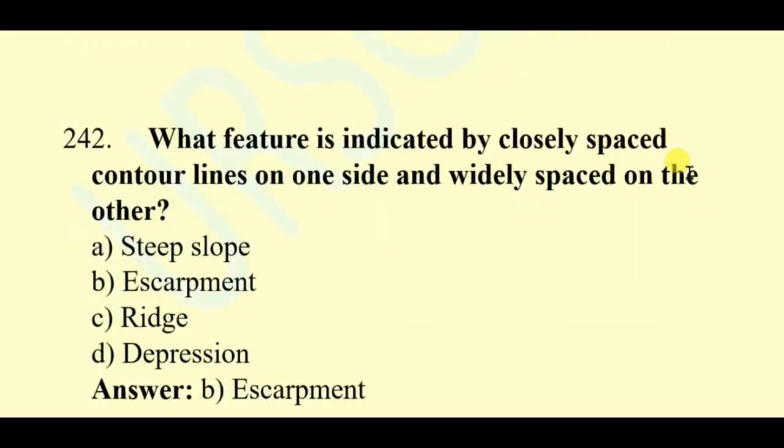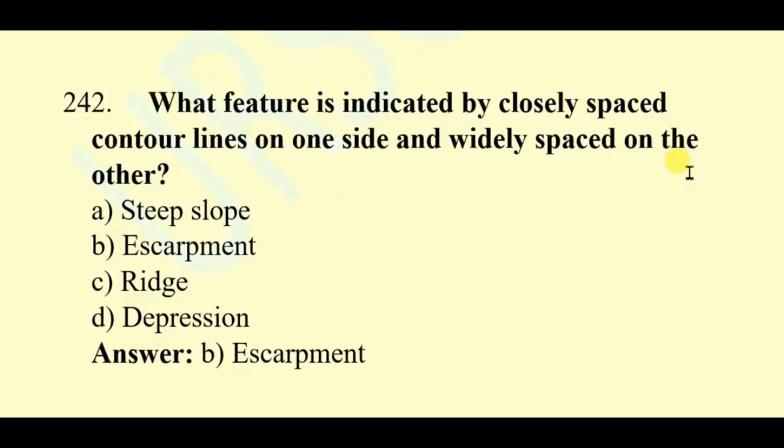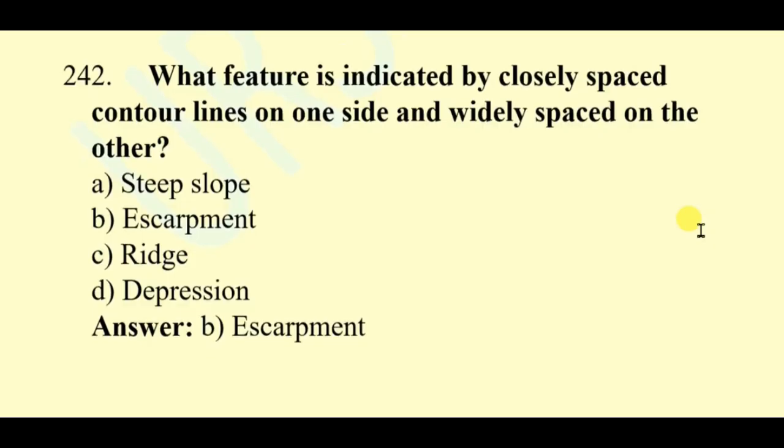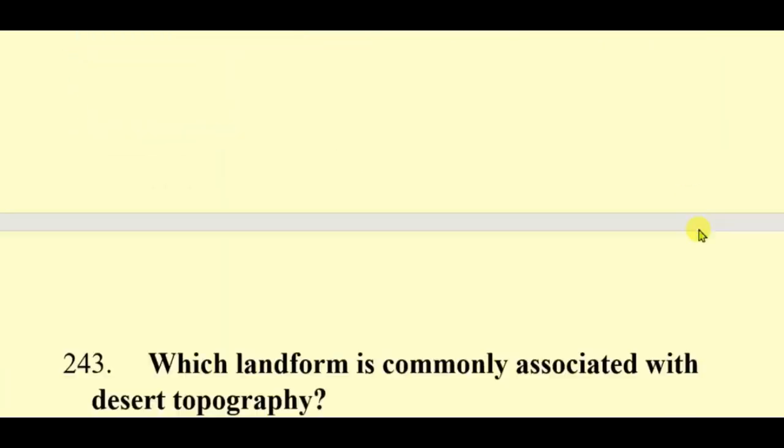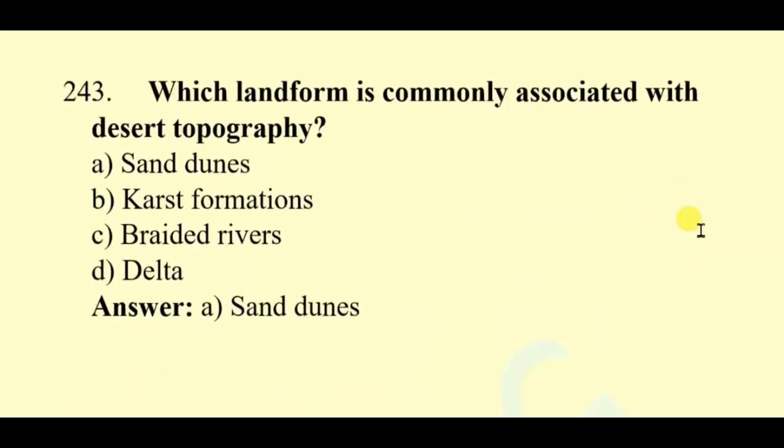Question 242. What feature is indicated by closely spaced contour lines on one side and widely spaced on the other? Steep slope, escarpment, ridge, depression. Here the right answer will be escarpment. Question 243. Which landform is commonly associated with desert topography? Sand dunes, karst formations, braided rivers, delta. Here the right answer will be sand dunes.